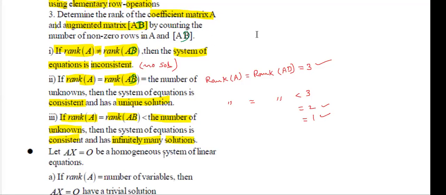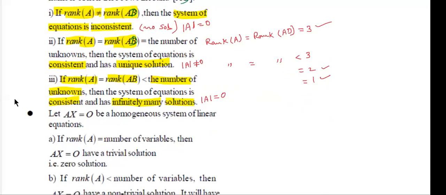Okay. Here, what is the shortcut method? No solution means that det A is equal to 0. Infinitely many solutions means that det A is equal to 0. Unique solution means that det A is not equal to 0. This is a shortcut method. Okay. Right.